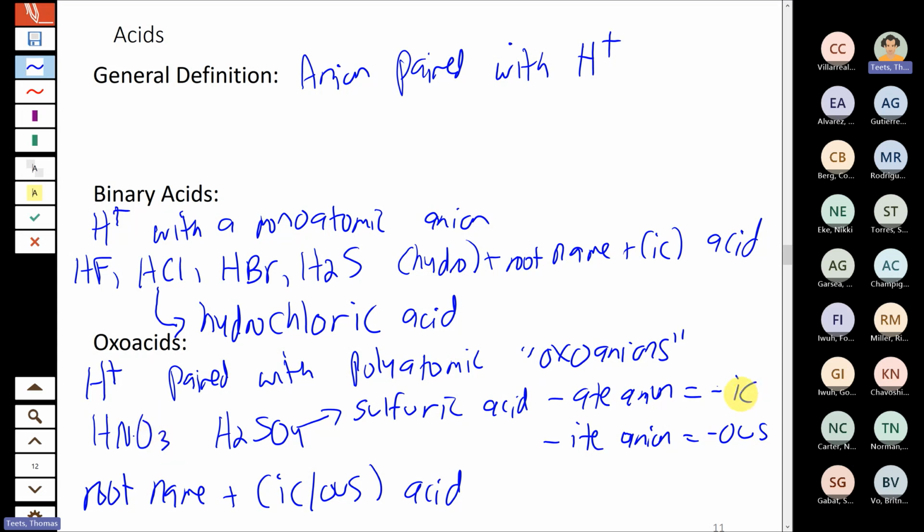So basically the ending of the name of the acid, whether it's IC or OUS, is determined by the name of the anion. If the anion ends in ATE, the acid name ends in IC. If the anion name ends in ITE, like nitrite, it becomes OUS. So HNO2 would be nitrous acid, with an OUS after it. Okay, so that's oxoacids. Really, the key to these is to learn the names and the charges of the polyatomic anions, because that's where those are all going to come from.